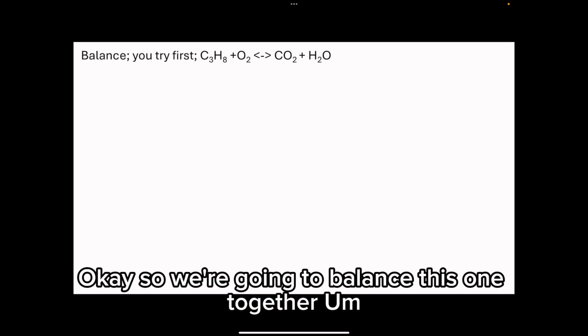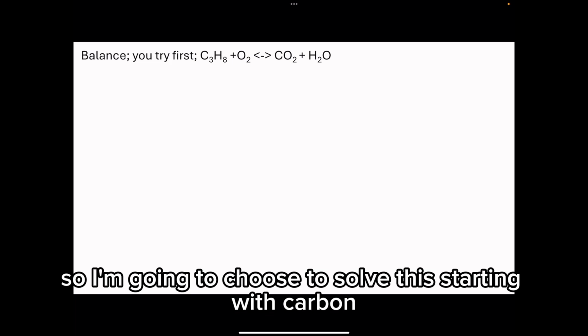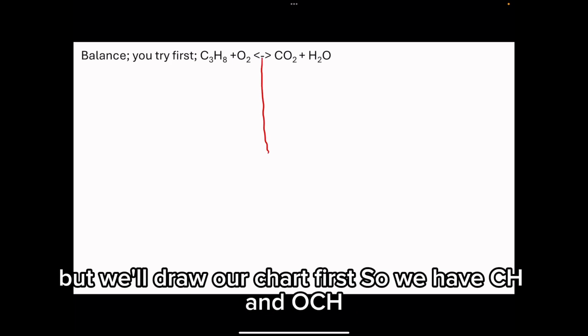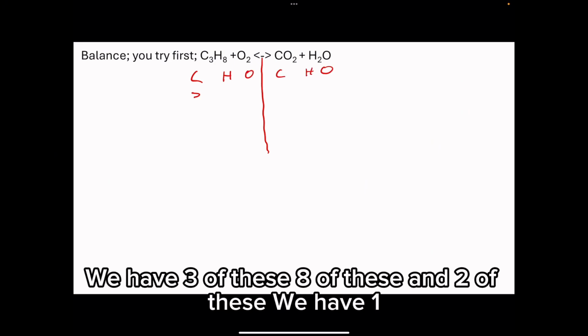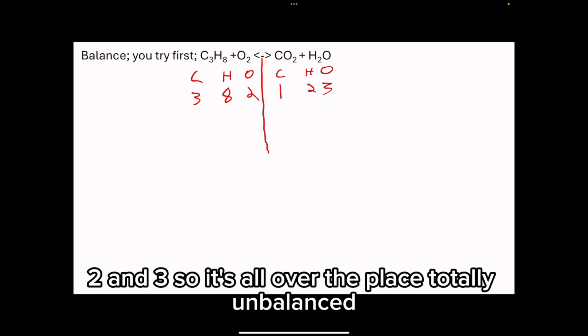Okay, so we're going to balance this one together. This was one of our examples, so I'm going to choose to solve this starting with carbon, but we'll draw our chart first. So we have C, H, and O. We have 3 of these, 8 of these, and 2 of these. We have 1, 2, and 3. So it's all over the place, totally unbalanced.